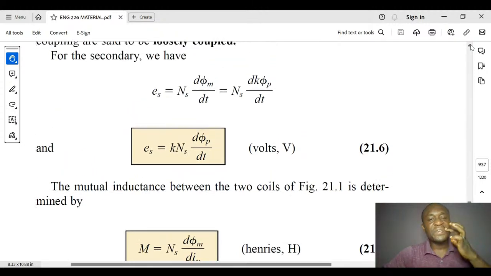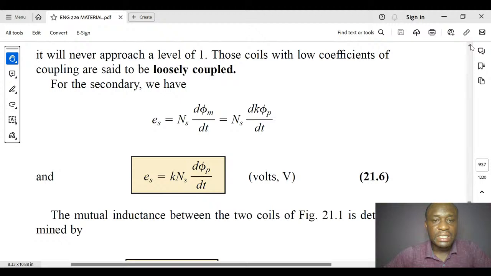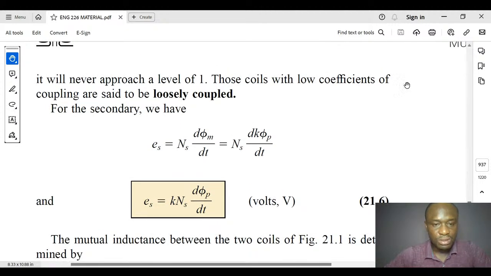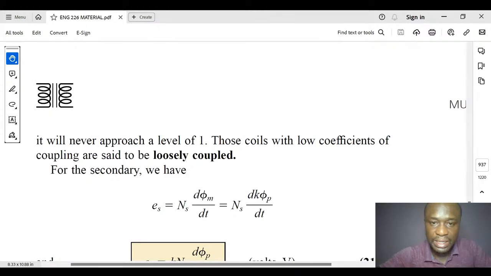So assuming we have a coefficient of coupling that is less than 1, which means the mutual inductances are not equal to each other, it means that ES is equal to NS times the change in phi M over the change in time, which is equal to NS times K times the change in the primary flux, that is, the coefficient of coupling times the primary side, using this first formula here.